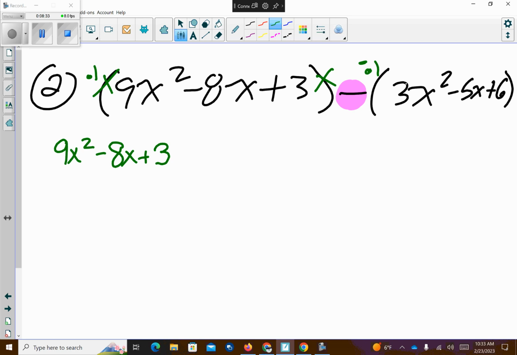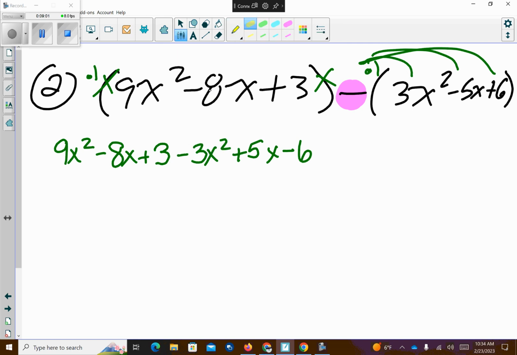Okay, so if I'm going to use this -1, what's -1 times 3x squared? What am I going to get? It's -3x squared. Good. Okay, now I'm going to distribute this -1 to -5x. What's -1 times -5x? Positive 5x, good. And then we're going to look at the 6. Negative times positive is a -6. Beautiful.